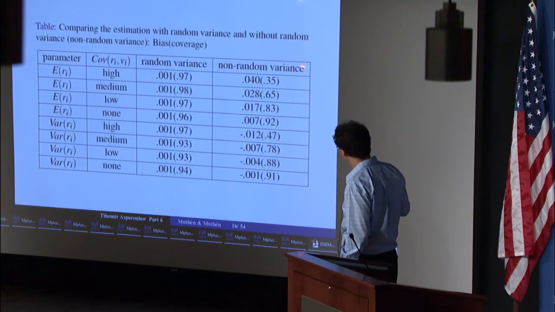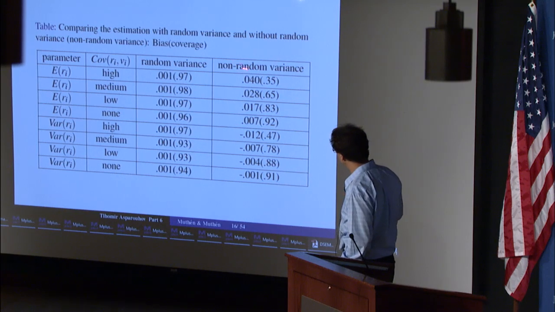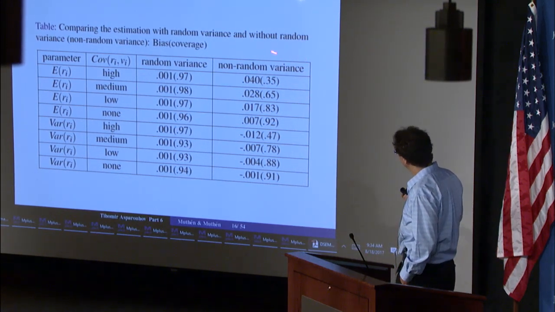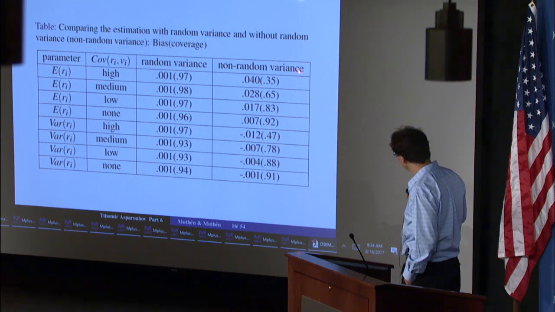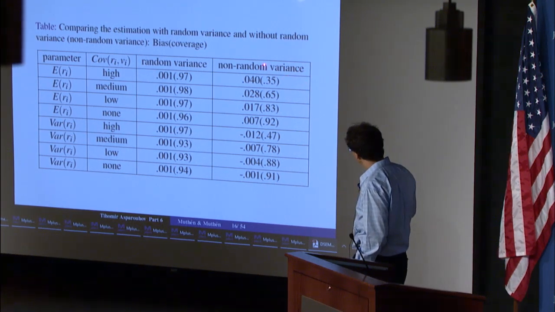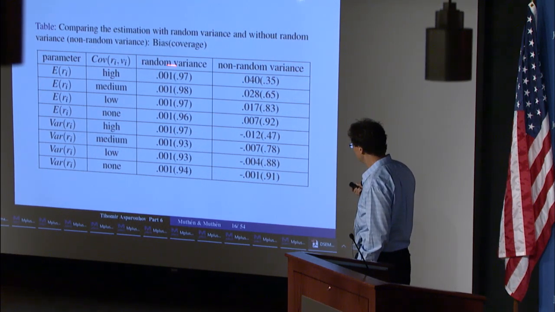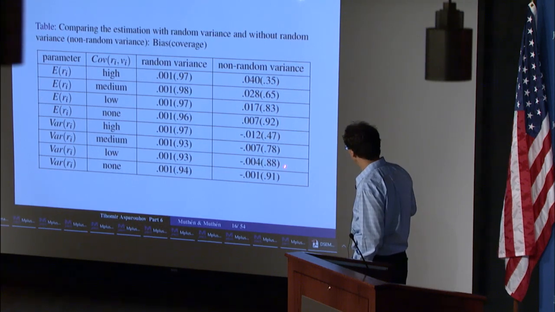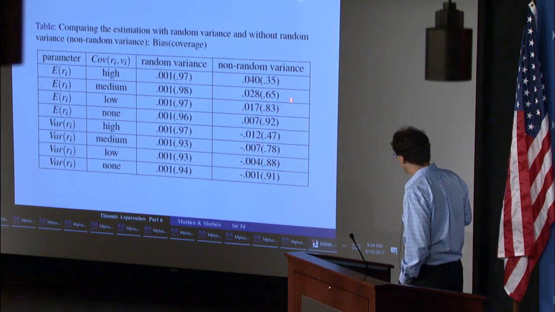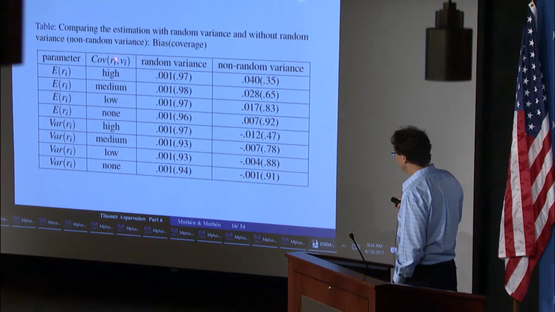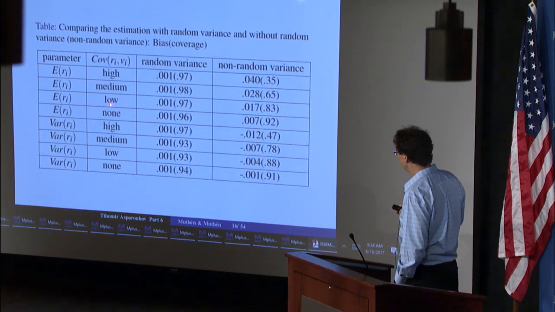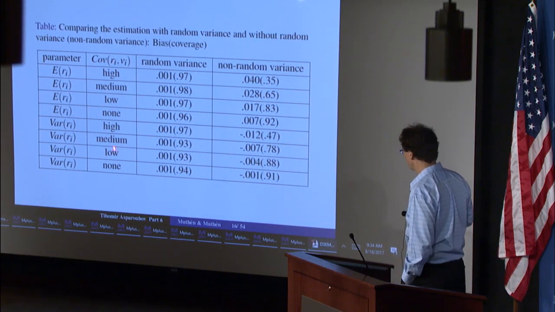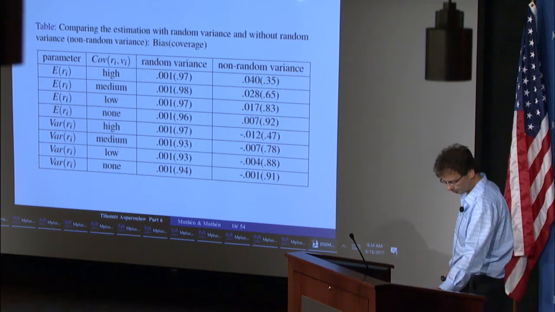If you ignore the subject-specific variance and just estimate an AR1 model with subject-invariant, non-random variance, then you get biases in the mean of the autoregressive parameter, you get biases in the variance of the autoregressive parameter, and the coverage is hurt as well. If the covariance between the two is zero, then there's no bias. So the higher the covariance becomes, the bigger the bias becomes.